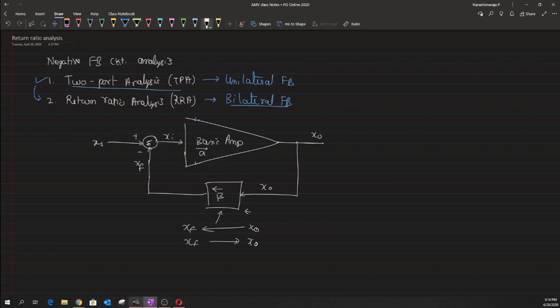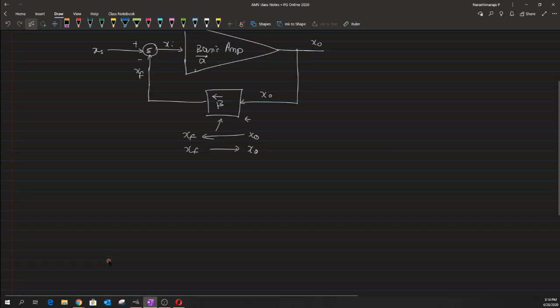So let me bring back, yeah, let me build a simple example to show why it won't be a practical situation to assume a feedback network as a kind of unidirectional network.